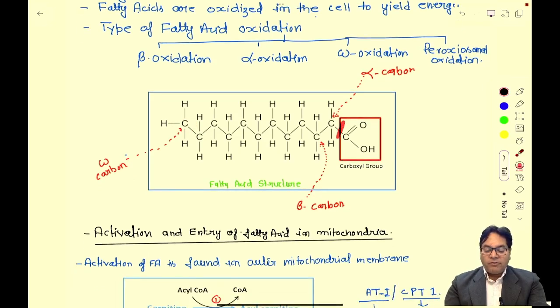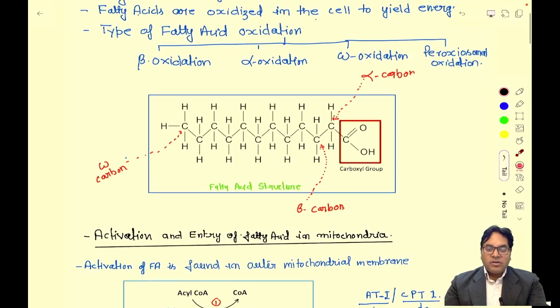Now, if the first bond, which lies between the carboxyl group and the first carbon, that is the alpha carbon, is oxidized, that is called alpha oxidation. So that means one carbon will be released at one time. If the bond between C1 and C2, that is the alpha and beta carbon, is broken or oxidized, then the first two carbons are released. So that means two carbons are released, and that is actually beta oxidation. It is the main source. So I am going to discuss the details of beta oxidation first.